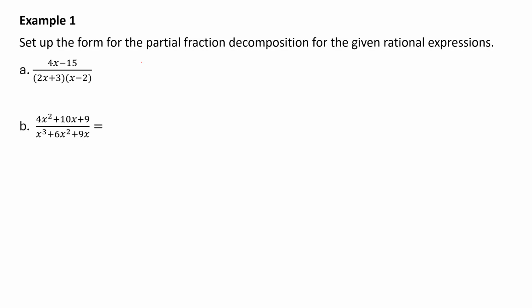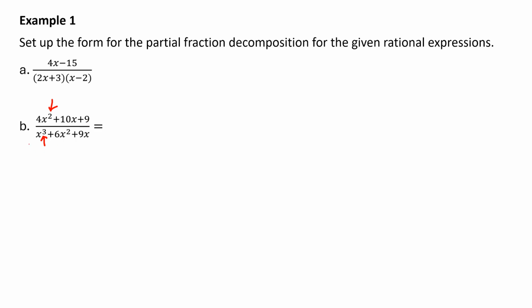All right, so now for example 1, we're just going to set up the form. We're not going to actually do the whole thing out. For the first one, we already did it. We just did it, so we're not going to do that. Check the degree of the numerator and the degree of the denominator to make sure that the degree of the numerator is less than the degree of the denominator. And that's true, so we're good.